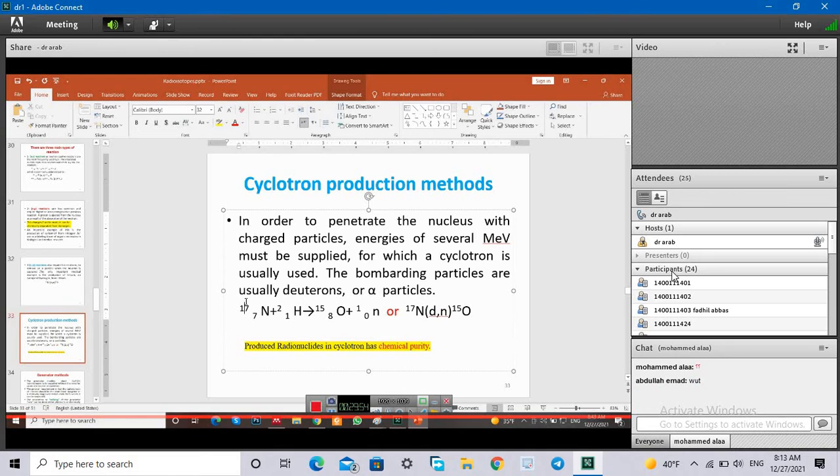Perhaps I ask you in which reaction we can produce artificial radionuclides with high chemical purity. In the cyclotron, in fission, and in the proton and alpha reaction.